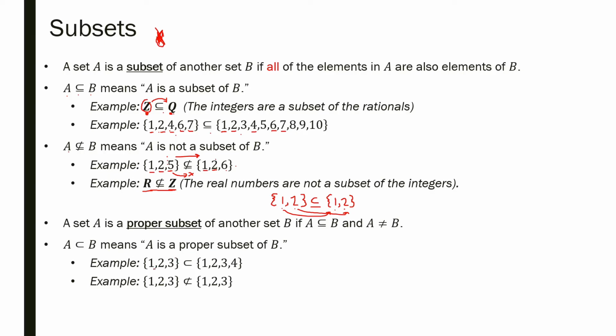So for example, the set containing 1, 2, 3 is a proper subset of the set containing 1, 2, 3, and 4. Because A is a subset of 1, 2, 3, 4, and they're not the exact same sets, right? As an example, 1, 2, 3 is not a proper subset of the set 1, 2, 3, right? Because they're the same. And proper subsets have to have the condition that the sets are not the exact same.